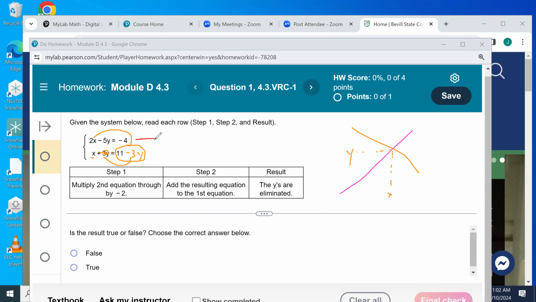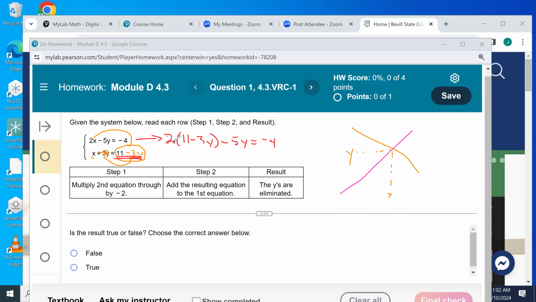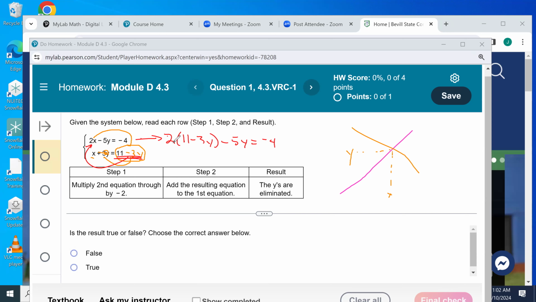So this would become 2 times 11 minus 3y, minus 5y equals -4. Like that, okay? All that I did was I took this right here and I put it in place of that x. Okay, girl, you see that? Looked like it was a little iffy on it. Because this was x to x. So now I could solve this.